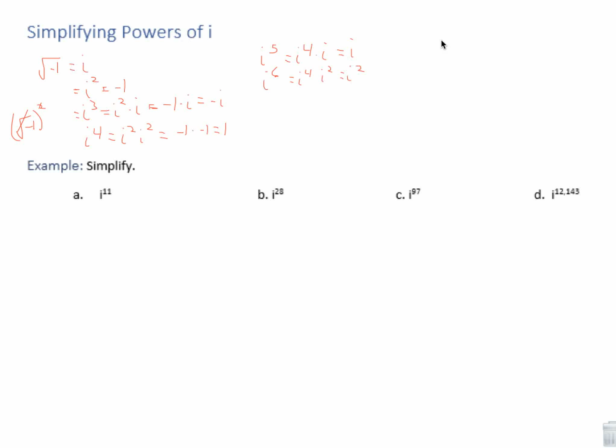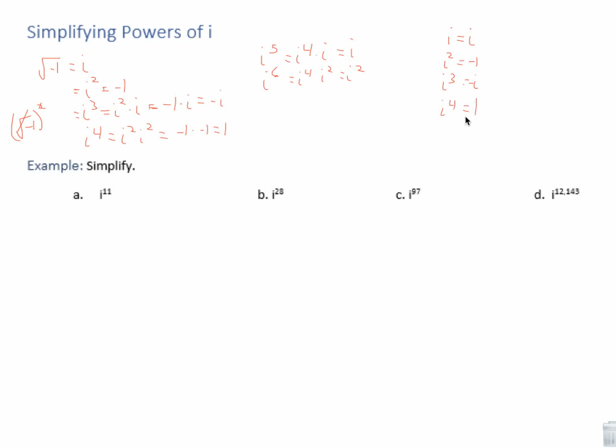So i is obviously equal to i. That's as simple as it goes. But then we have these other things. i squared equals -1. i cubed equals -i. And then i to the fourth equals 1. And then this pattern keeps going and going. And so what we can see here is if your exponent is a factor of 4, it's just going to equal 1. And those are important.